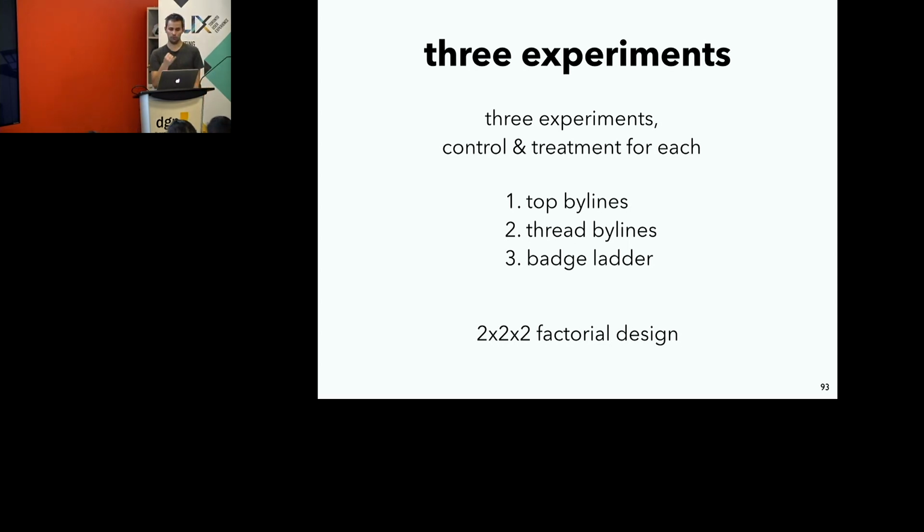We had badges shown in a top byline, badges shown in threads, and then we had something called a badge ladder. And we did the simplest possible thing. We just had a 2x2x2 factorial design for these 3 parallel experiments.